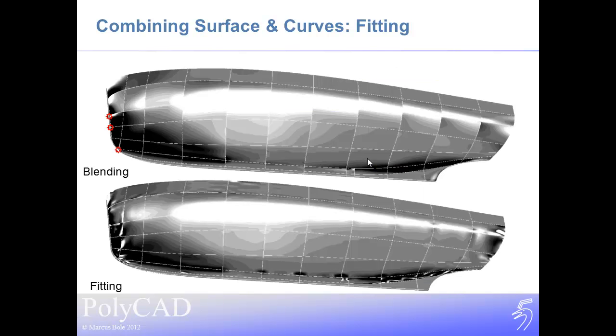So this is the sum of the effects we can see. The top one is a surface generated by blending our patches between these definition curves.